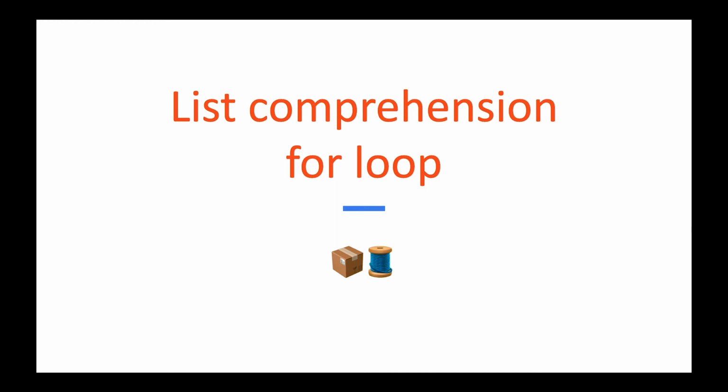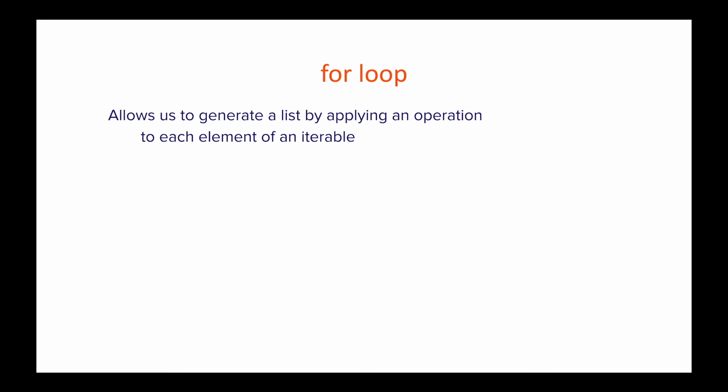All right, so let's start with list comprehension with the for loop. The basic idea is that the for loop will allow us to generate a list by applying an operation to each element of an iterable. So it's kind of a shorthand way of creating a list.